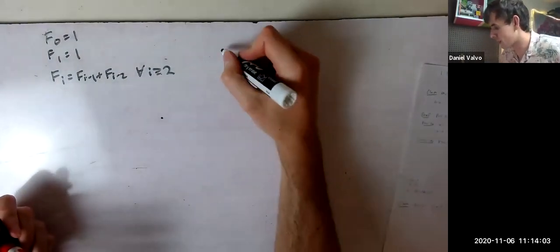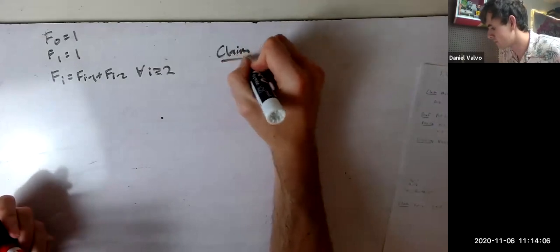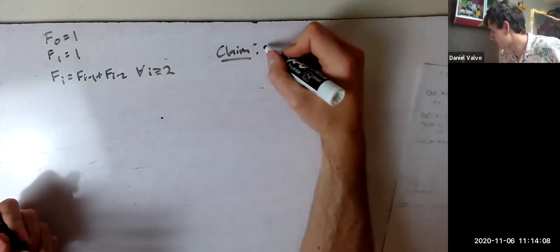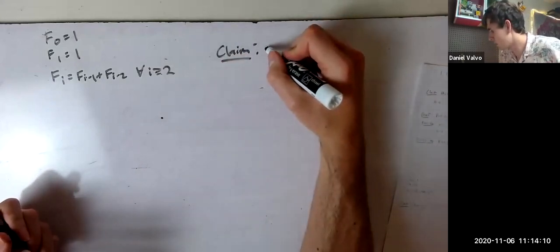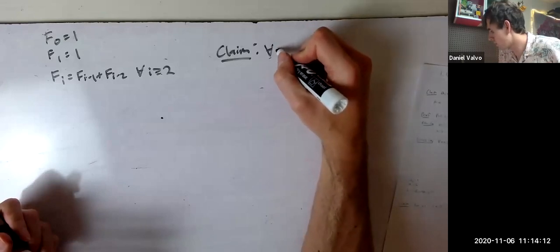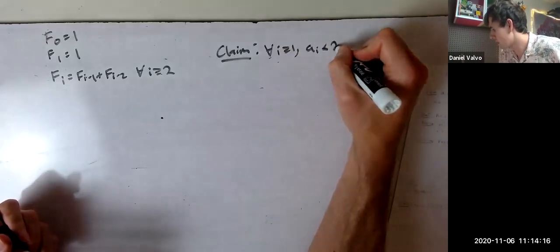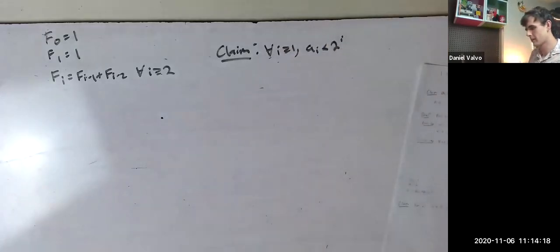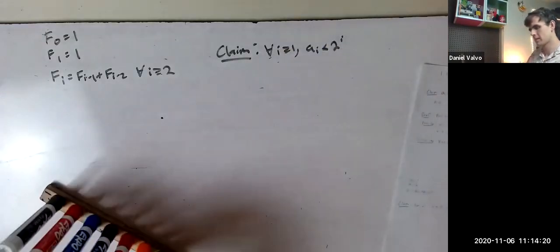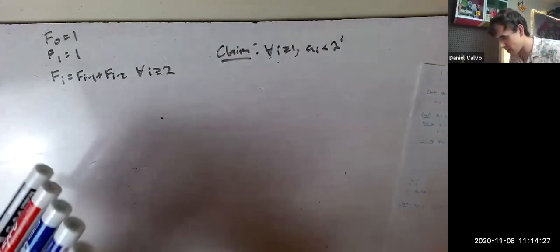So our claim about this is that for all i greater than or equal to 1, F of i is less than 2 to the i. There she blows. That's the claim. It doesn't even make any sense. Let's check it out, right?